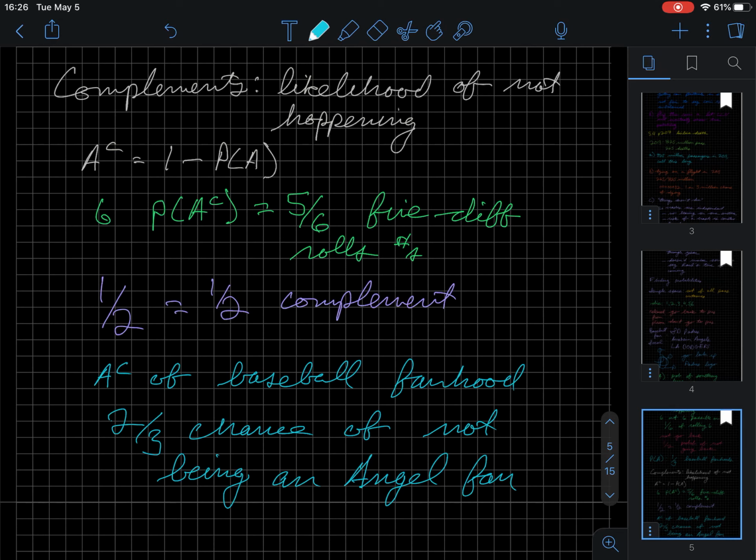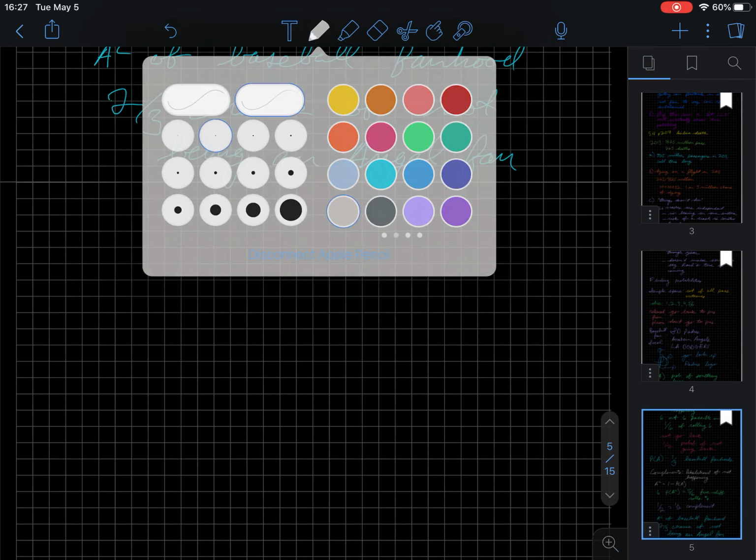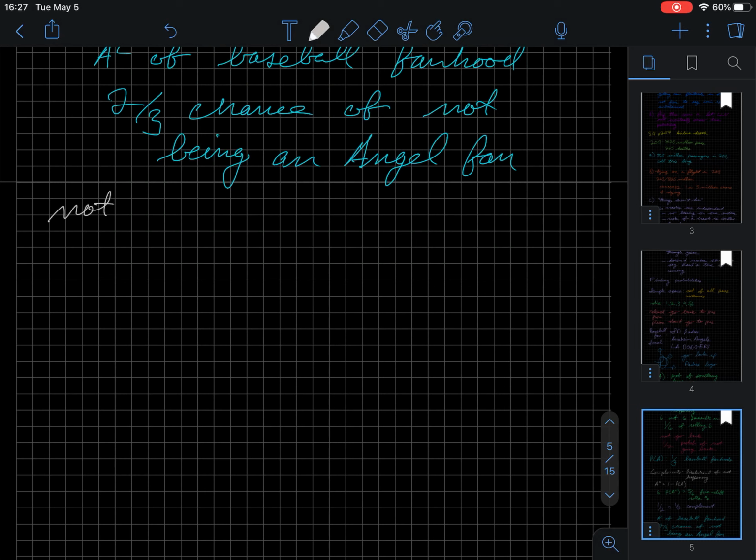So we'll move on to the next thing. If we know that those are complements, sometimes we're looking at things that have no common outcomes, so they're not shared outcomes. And so these events are going to be disjoint, and they're also called mutually exclusive.